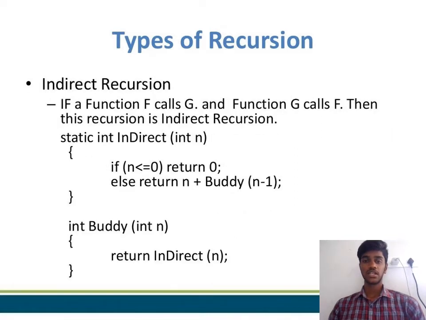The third one is indirect recursion. If a function f calls g and function g calls f, then this recursion is indirect recursion. Static int indirect(int n). If n is less than or equal to 0, return 0, else return n plus body(n minus 1). Int body(int n), return indirect(n).